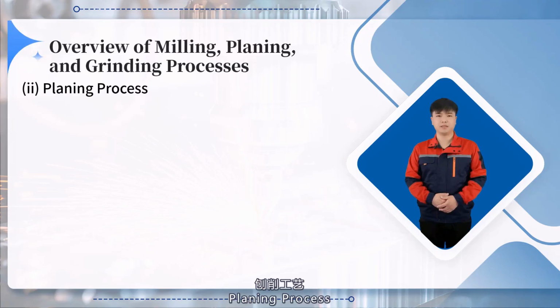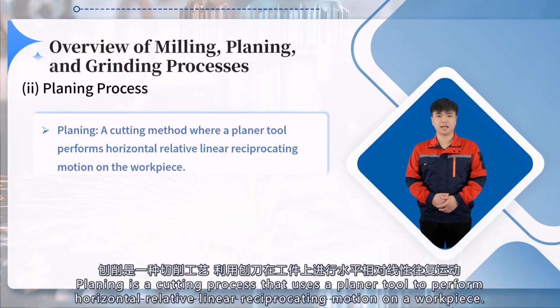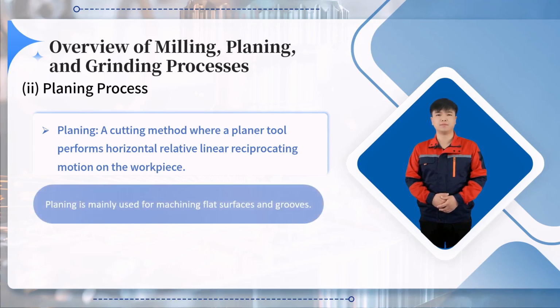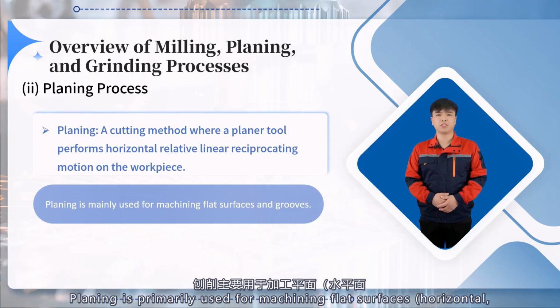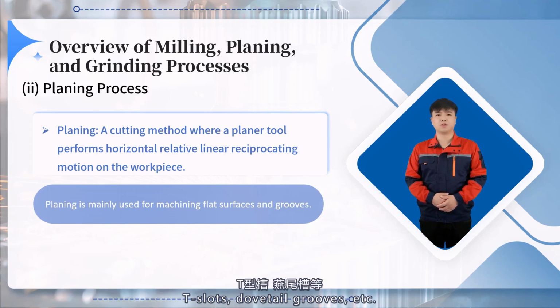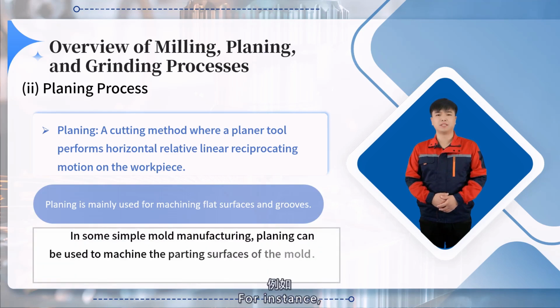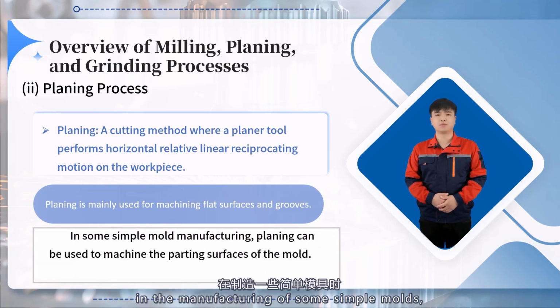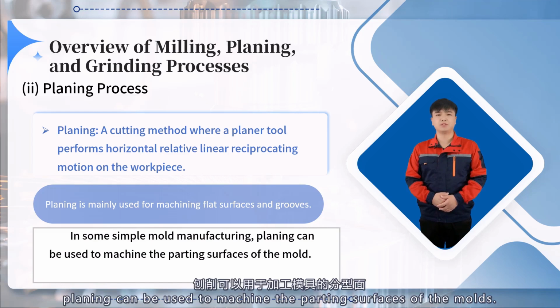B. Planing process. Planing is a cutting process that uses a planer tool to perform horizontal relative linear reciprocating motion on a workpiece. Planing is primarily used for machining flat surfaces, horizontal, vertical, and inclined surfaces, and grooves, such as straight grooves, T-slots, dovetail grooves, etc. For instance, in the manufacturing of some simple molds, planing can be used to machine the parting surfaces of the molds.